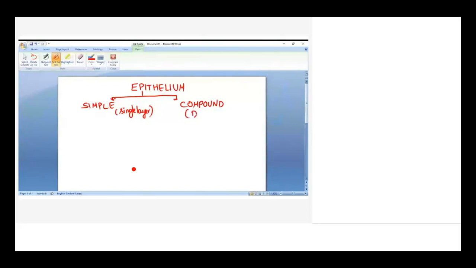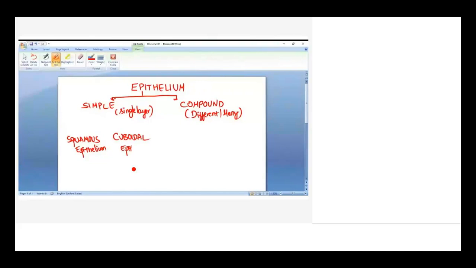Then what's the second one? Cuboidal. Yeah, cuboidal. Third one? Columnar. Yes. Thank you, Anna. So, columnar. This is what we have discussed till now. Three types of simple epithelium. This is a classification.